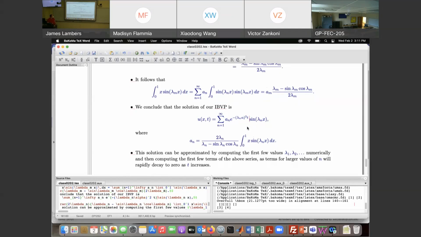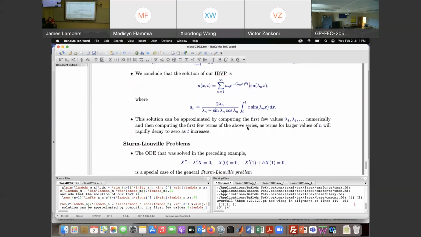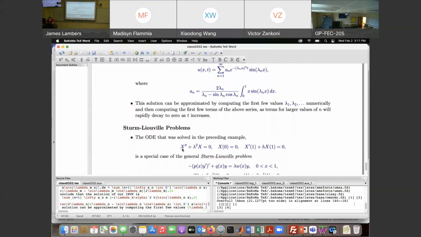Now that concludes this example. I'm going to take a little time now to go over some general properties of initial boundary value problems such as this one. Here I'm focusing on the spatial ODE instead of the original PDE. So here we have our ODE and boundary conditions.